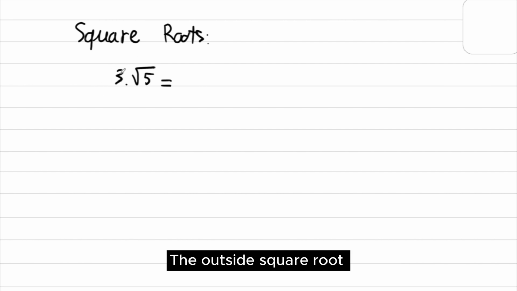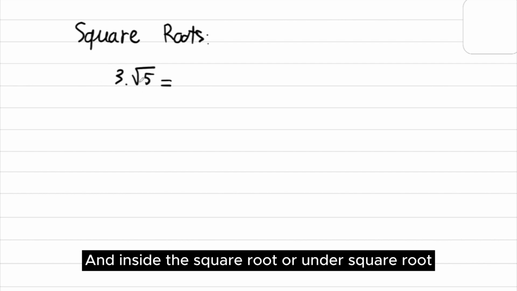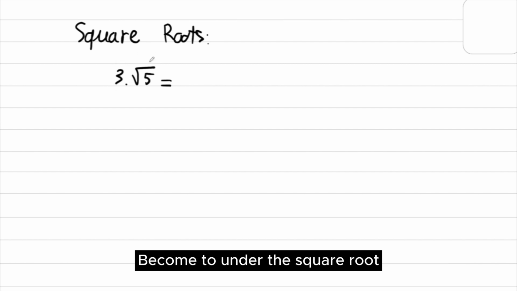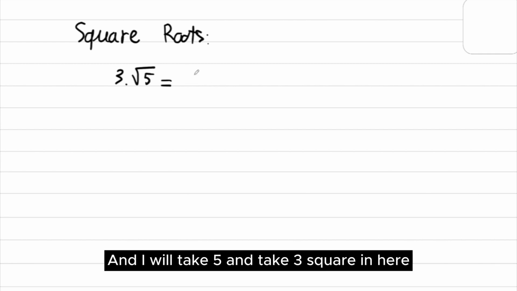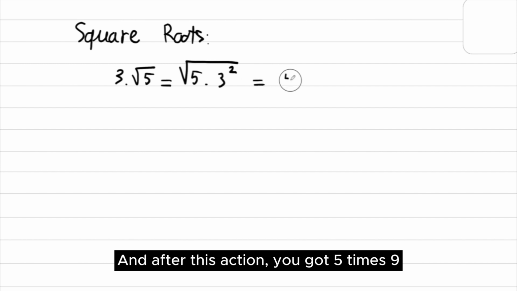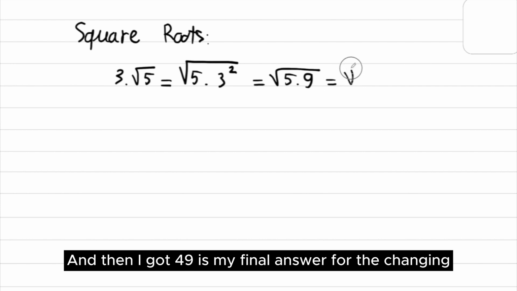The outside of the square root and the inside, or under the square root. So I want to move the 3 from outside the square root to under the square root. I take 3 and square it in here, and then I put the square root in this position. After this action, you get 5 times 9, and then I get 49. That is my final answer for this changing.